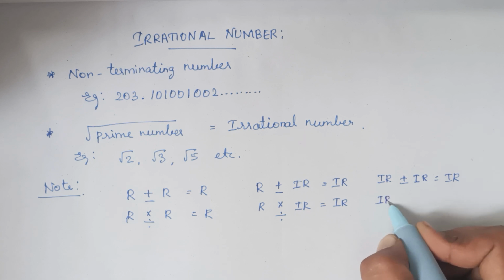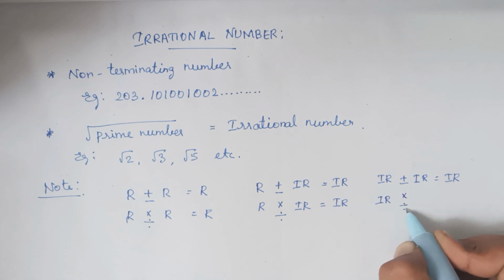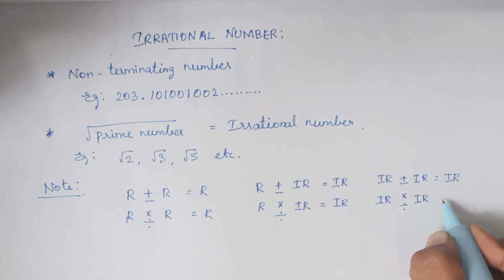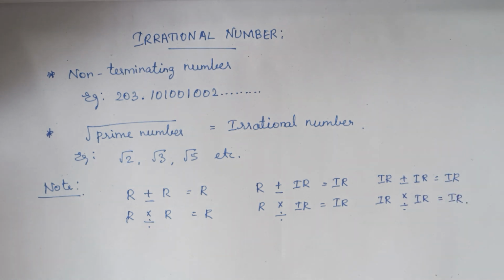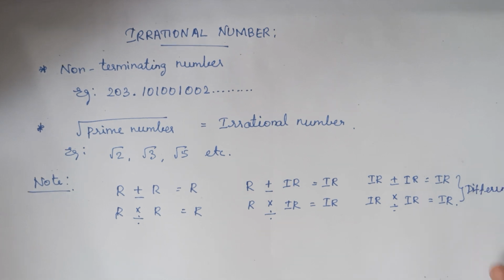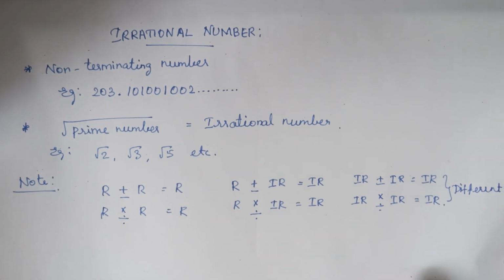If we multiply or divide an irrational number with another irrational number, we will also get an irrational number, but these two irrational numbers will be different. So we won't get the same irrational number, it will be a different irrational number. These are the notes for irrational numbers, just note it down.